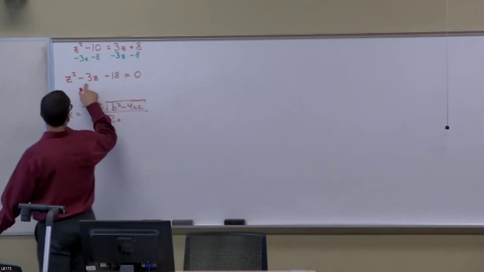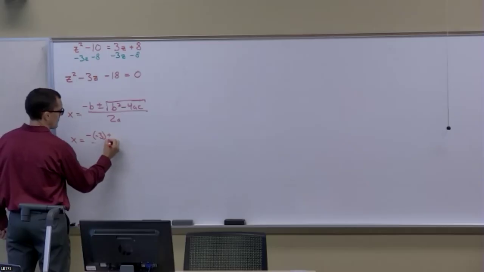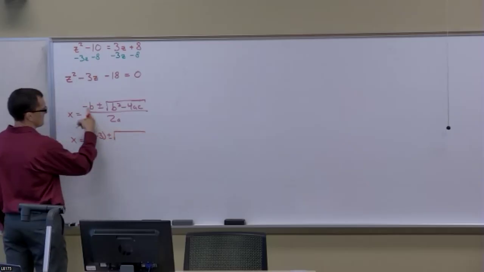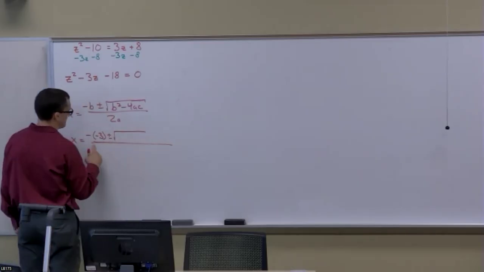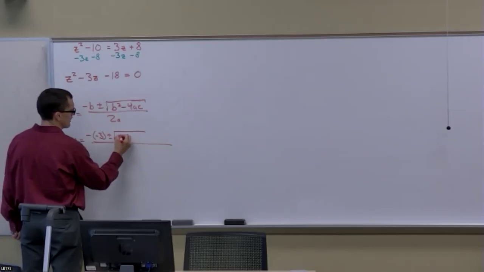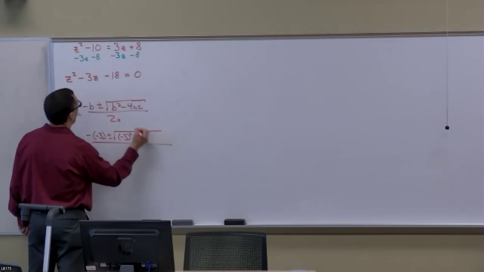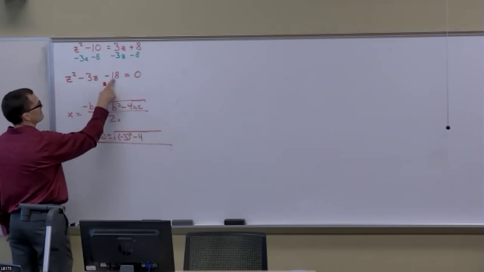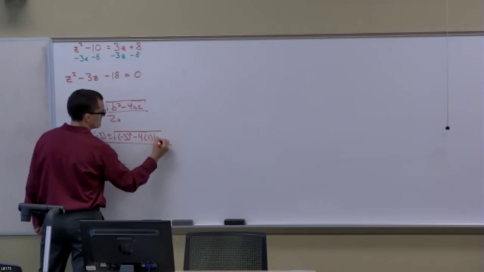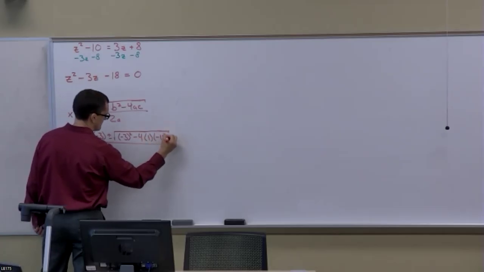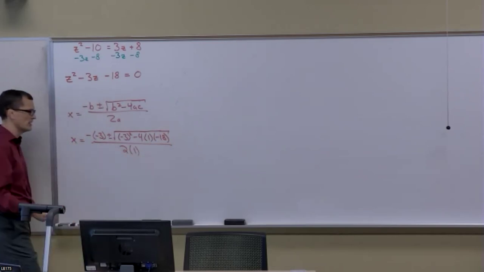In this case, b is -3. I always say that one first because that one's the one that comes up first in the formula. So we get opposite of -3 plus or minus the square root of -3 squared minus 4. A is 1 and C is -18. So 4 times 1 times -18. All over 2 times A, again, A is 1.